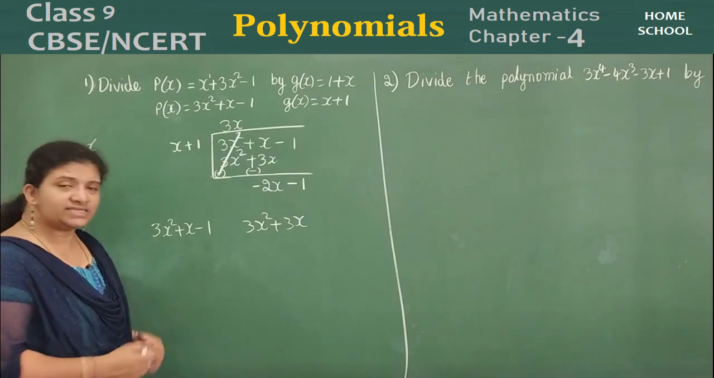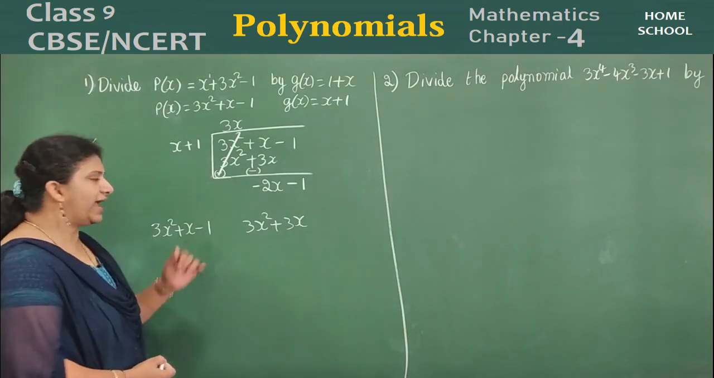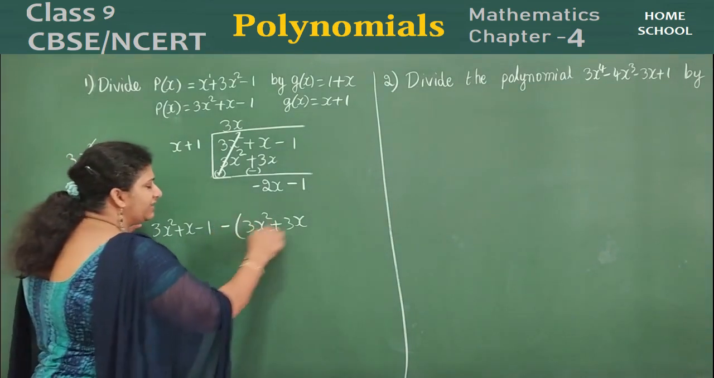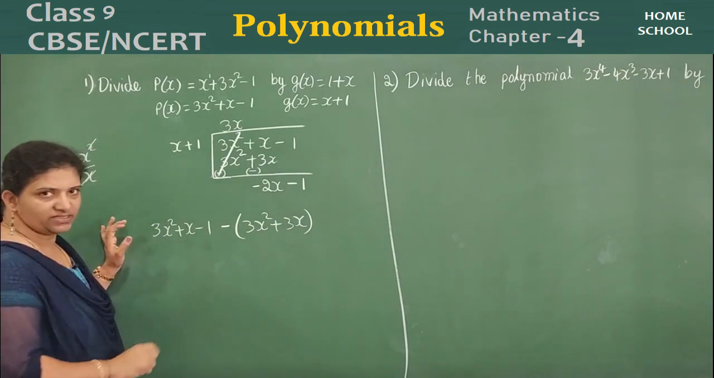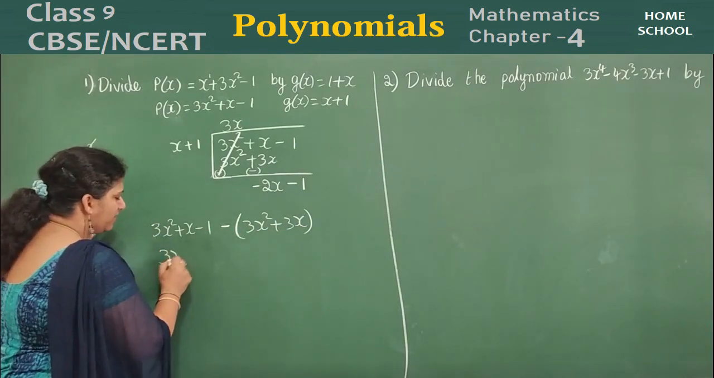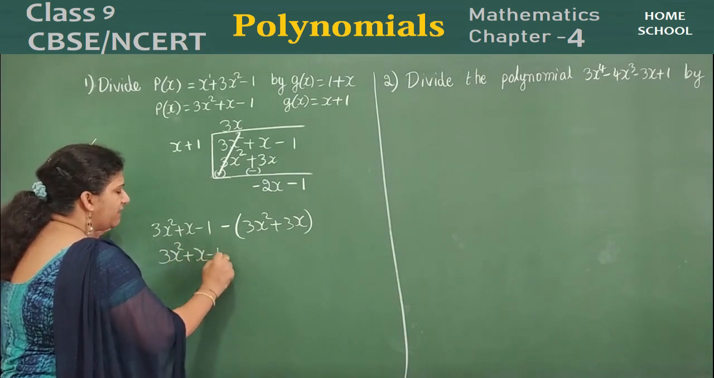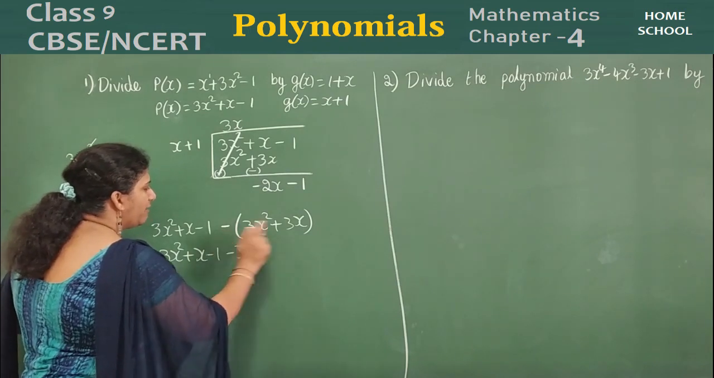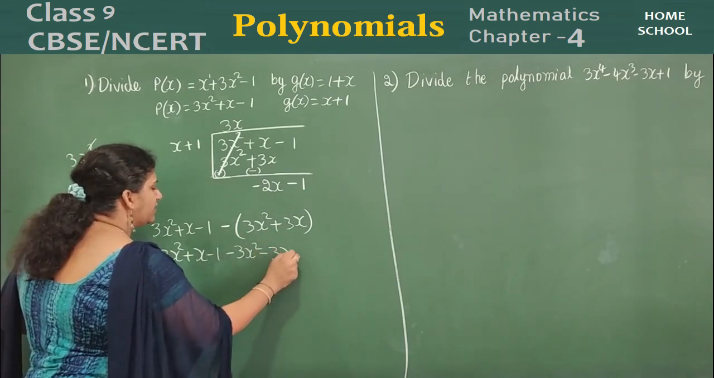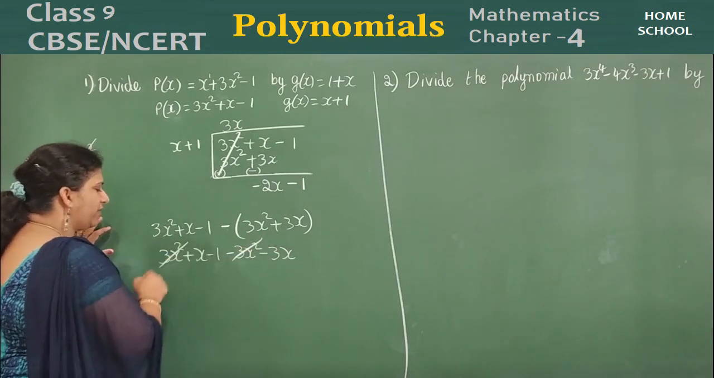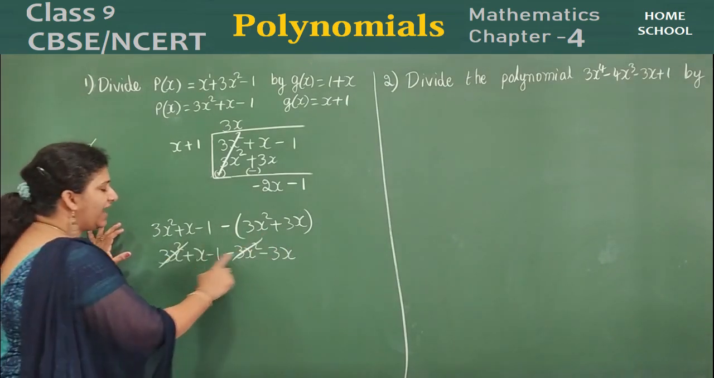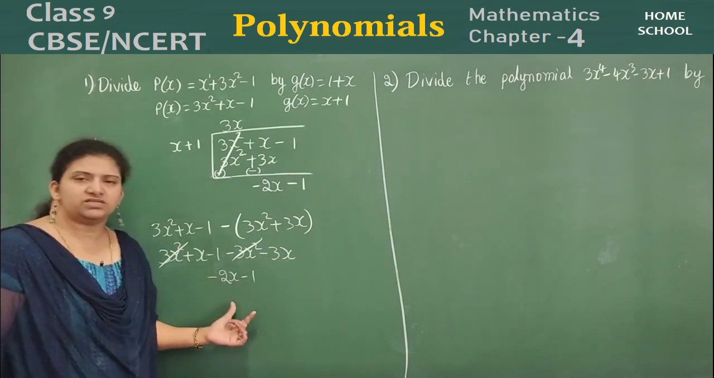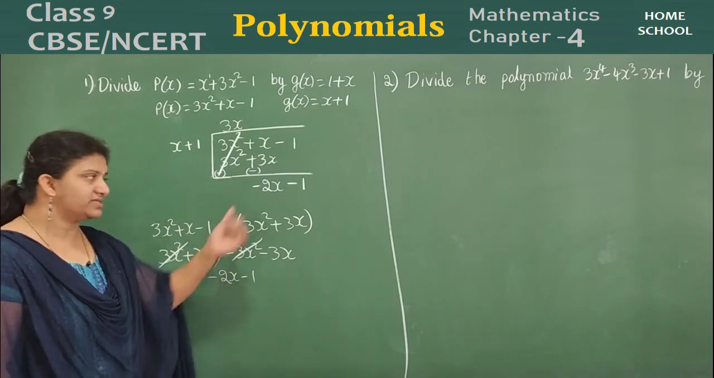So, what is happening here, children? You need to cancel any one term. How can you cancel? When we subtract this, then we can cancel. Now, remove from brackets. 3x square plus x minus 1 minus into plus minus 3x square, minus into plus minus 3x. So minus 3x square cancels. x minus 3x will be minus 2x minus 1. So observe here, like this if we do, same answer we get.